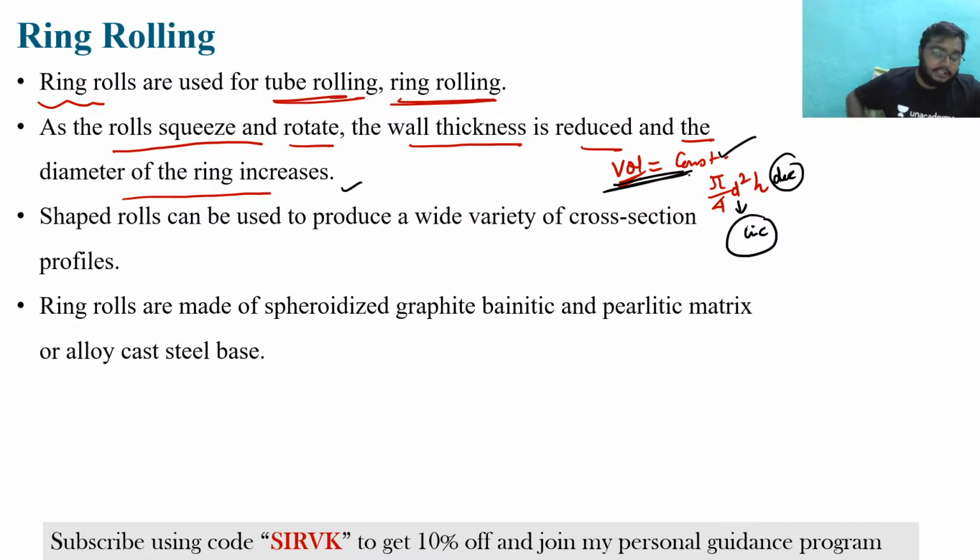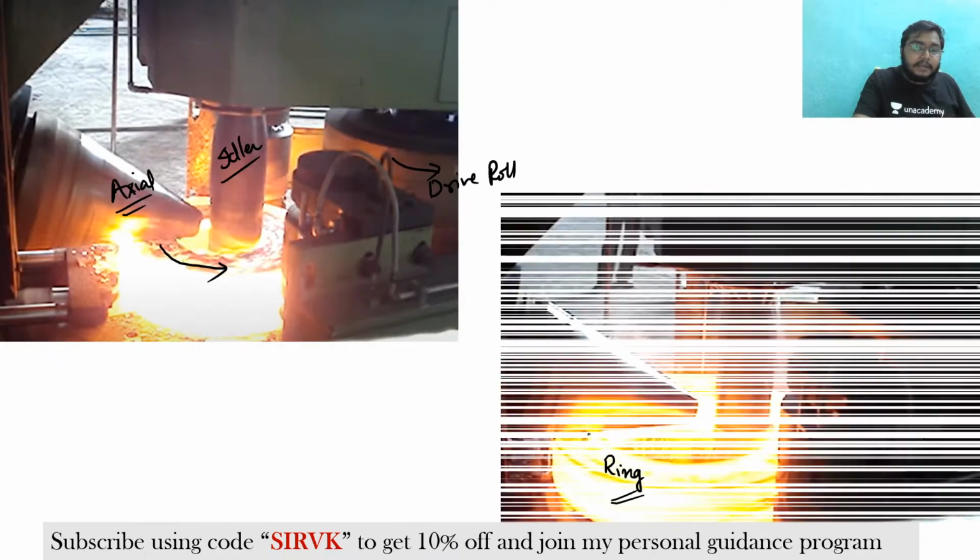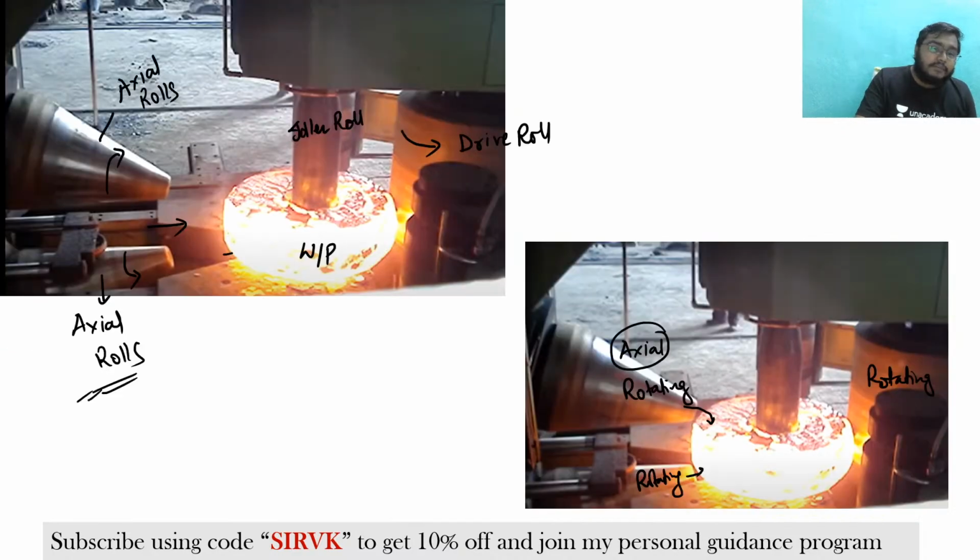Fine. Next thing is, shaped rolls can be used to produce a wide variety of cross section profiles. ठीक है, बहुत तरीके का क्रॉस सेक्शंस प्रोफाइल बना सकते हैं. कैसे? अगर मैं शेप्ड रोल दे दूं, what is the meaning of shaped roll? See here, we have these kinds of rolls, that is the axial roll, which is conical in nature.